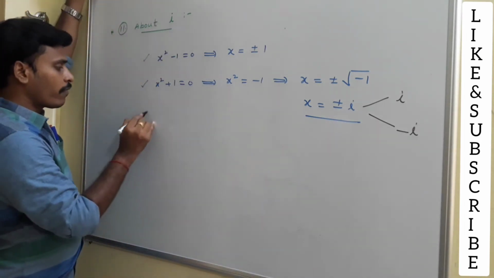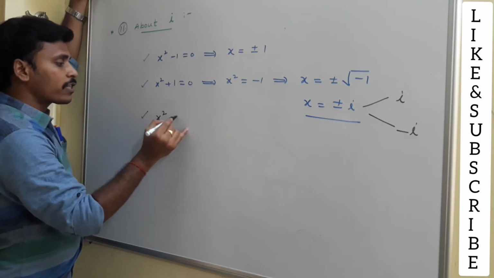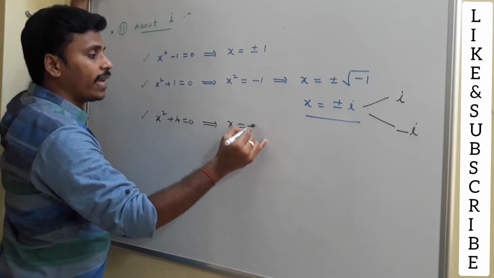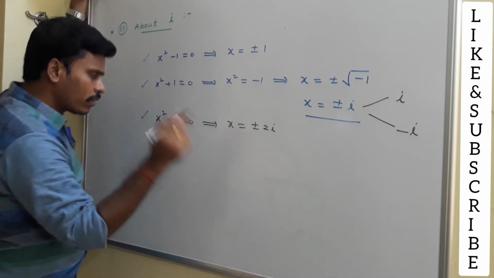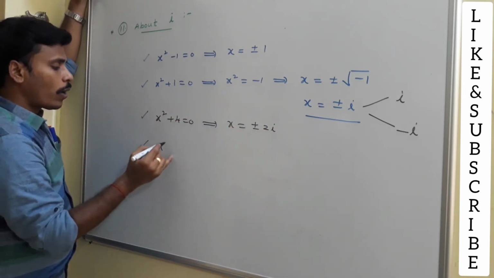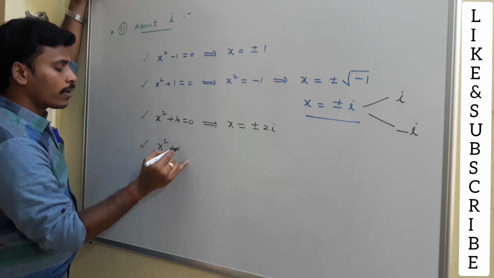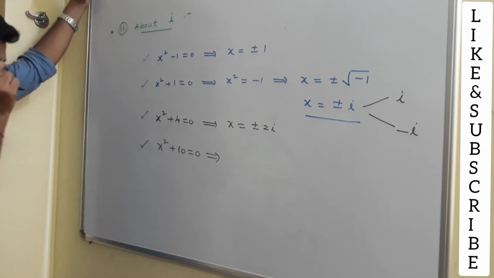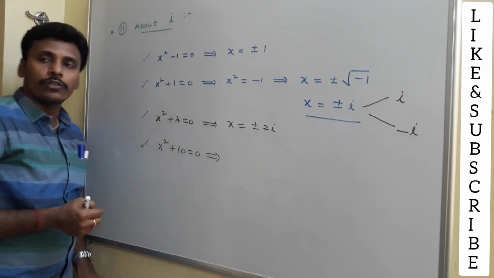And for suppose if I have x square plus 4 is equal to 0, then the roots of x are directly given as plus or minus 2i. Try to check if you need. What do you say about x square plus 10 is equal to 0? Think a while. What do you say about the roots of x square plus 10 is equal to 0?